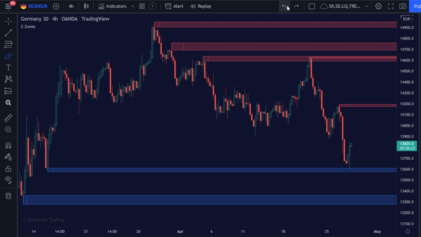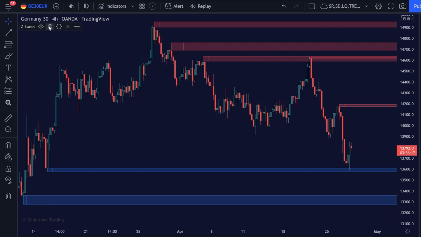So all the zones you see on the chart are valid zones that have not been broken yet. If a zone is broken, the zone will be removed from the chart and is considered invalid.